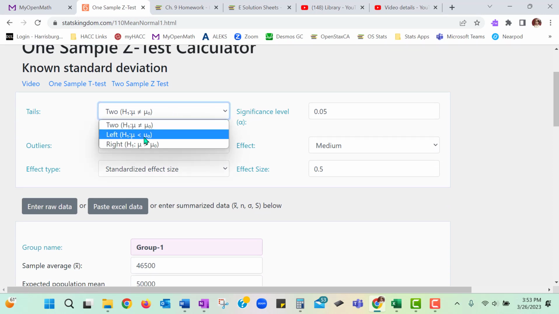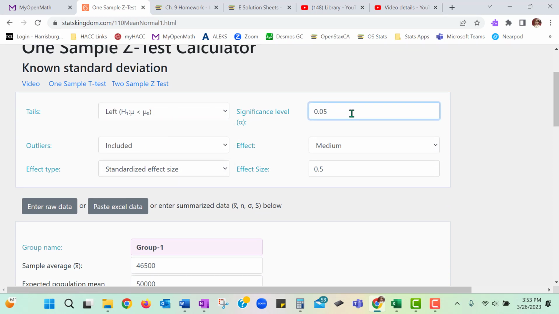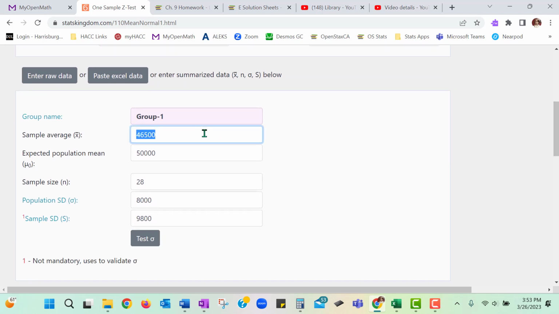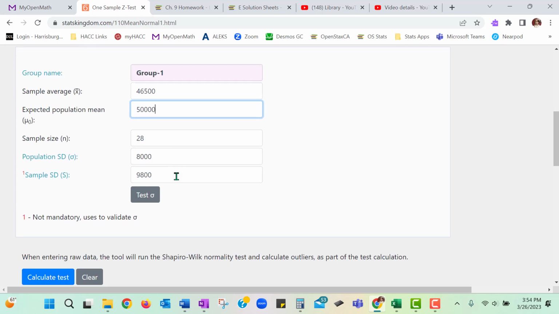And we're doing a left-tailed test. Significance level is 0.05, so we can leave that the same. This other stuff, we're just always going to leave the same. I did this earlier, but I had put in the wrong sample size, so I've put in all the things already here, and it saved it for me. So sample average x bar, expected population mean, which is the number we see in our hypotheses, and then this is the one that's important. If you don't even have that in there, it's fine. It even tells us that it's not mandatory. So I'll just go ahead and click calculate.